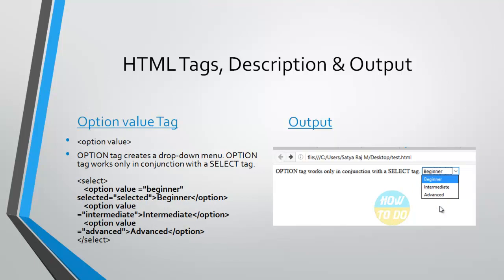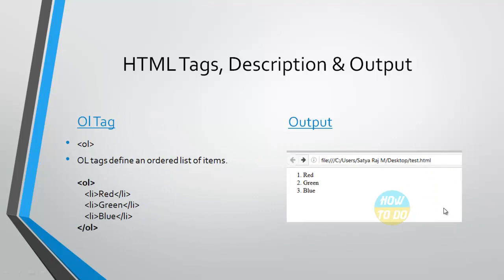Next comes the opt value tag. The opt value tag creates a drop down option tag, works only in conjunction with a select tag, and this is the syntax for the same, and this will be the output for the same. Next comes the option value tag. The option value tag creates a drop down menu. Option tag works in conjunction with a select tag. So if you write this syntax, this will be the output for the same.